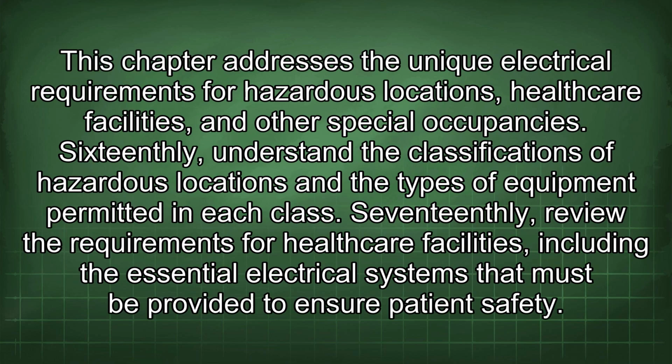This chapter addresses the unique electrical requirements for hazardous locations, healthcare facilities, and other special occupancies. 16thly, understand the classifications of hazardous locations and the types of equipment permitted in each class. 17thly, review the requirements for healthcare facilities, including the essential electrical systems that must be provided to ensure patient safety.